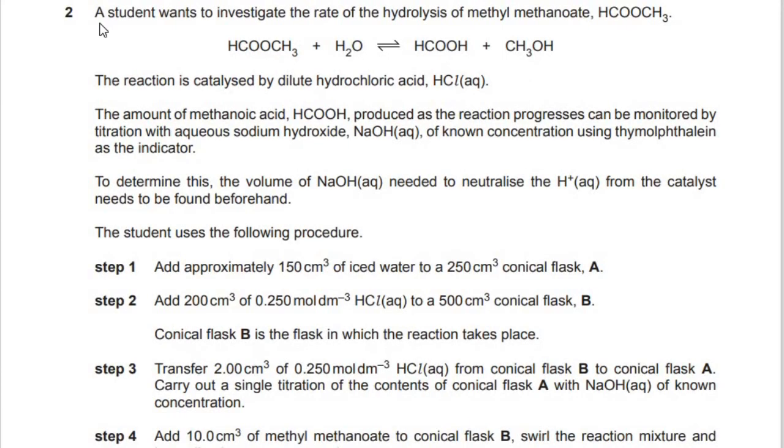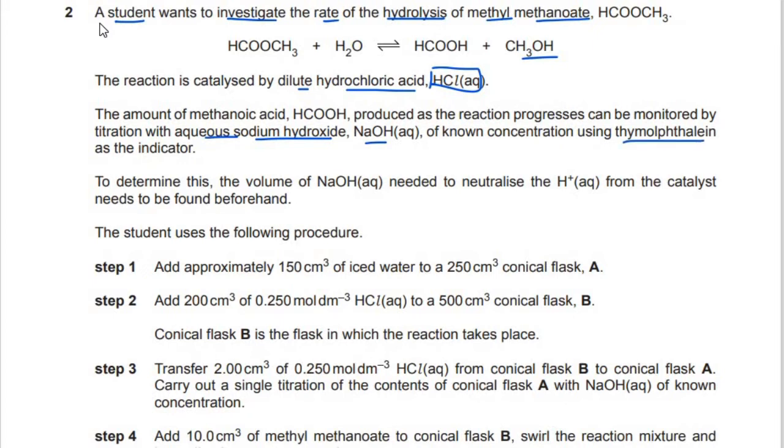Now let's start with question 2. Question 2 says a student wants to investigate rate of hydrolysis of methyl methanoate, and here is the equation given where methyl methanoate on hydrolysis produces methanoic acid and methanol. The reaction is catalyzed by dilute hydrochloric acid, that is, the acid is present as a catalyst. Now the amount of methanoic acid produced as the reaction progresses can be monitored by titration with aqueous sodium hydroxide, that is NaOH, of known concentration using thymolphthalein as an indicator.